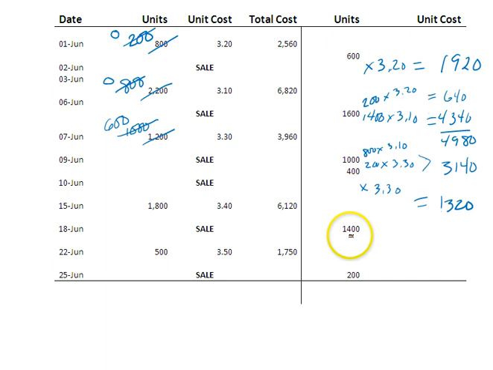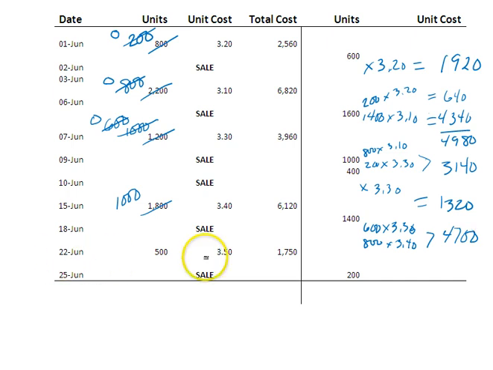June 18th, we sold 1,400 units. So which 1,400 did we sell? Well, we sold all 600 of those, leaving zero. So 600 times 330, and we sold 800 of those, leaving 1,000. Oops, not 8,000. And that was at 340. All right, so 600 times 330 is 1980, and 800 times 340 is 2720. So the two together are 4700. That was the cost of goods sold for that sale.